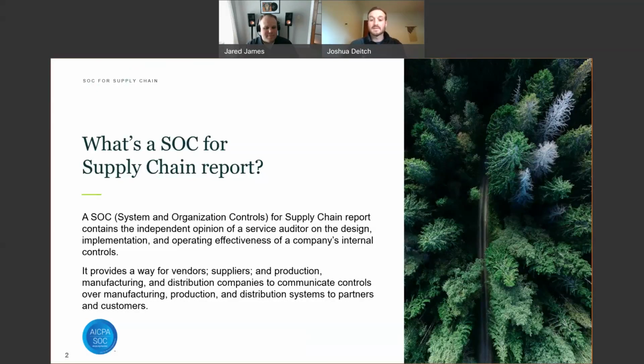Similar to the other SOC reports, this is referring to a system and organization controls report for supply chain specifically. It contains the independent opinion of a service auditor on the design, implementation, and operating effectiveness of a company's internal controls. It's a good way for your vendors, suppliers, and production, manufacturing, and distribution companies to communicate controls over manufacturing, production, and those distribution systems to your partners and customers.